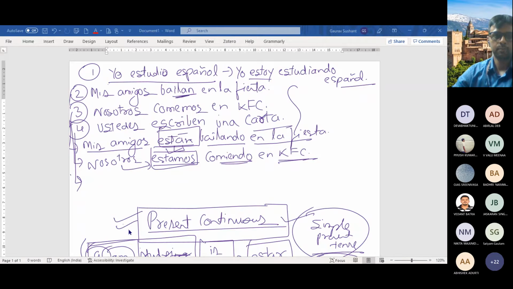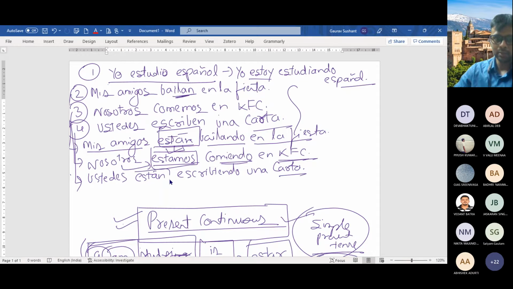Neha, can you tell me? Yes, sir. Ustedes están escribiendo una carta. Exactly. So carta is a letter and escribir is to write. We have done this all.